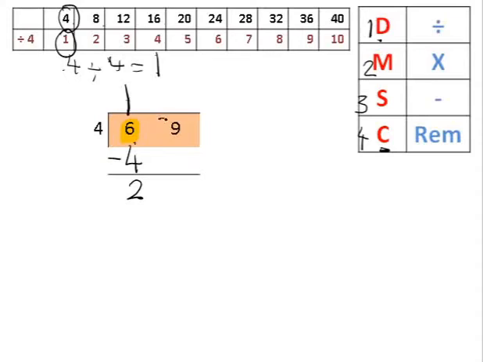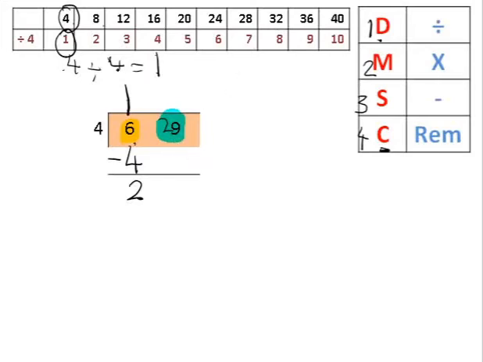Where do we carry the remainder to? We carry the remainder and place it next to the number that I am going to be dividing next. What am I going to be dividing next? 9. And if I place a 2 next to the 9, the number now changes to 29 divided by 4. Again, let's see if 29 is a multiple of 4. 4, 8, 12, 16, 20, 24, 28, 32. 29 is not a multiple of 4, which means it cannot be divided equally.